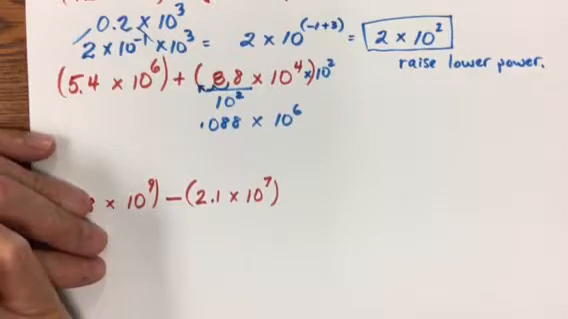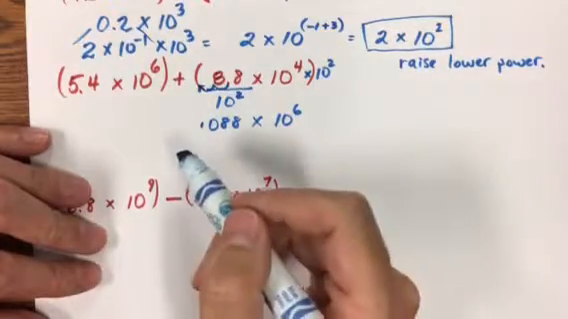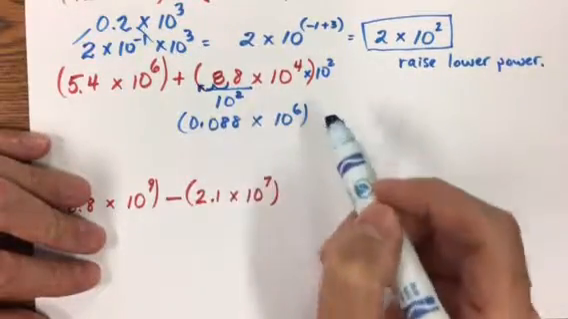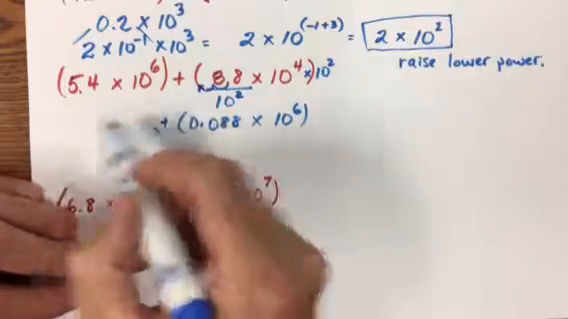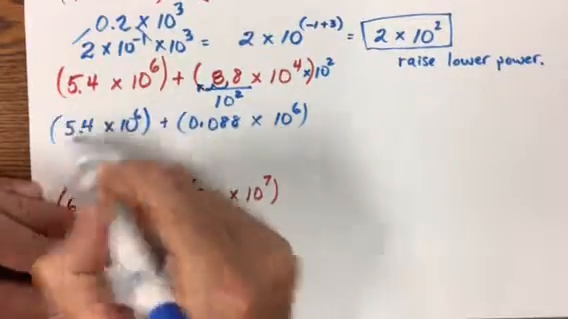That should be the same as 8.8 times 10 to the fourth. I could put it in my calculator and find out. But for right now, I'm just going to trust myself because I think I know what I'm doing. Okay, so now I still need to add this to 5.4 times 10 to the sixth. I haven't done that yet.